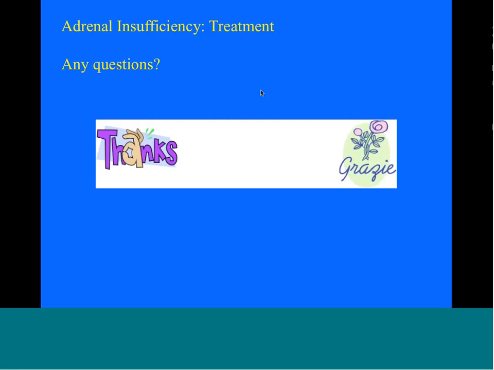Her cosyntropin test went to 13. Morning cortisol was 3. It sounds like you do have hypopituitarism and secondary adrenal insufficiency.